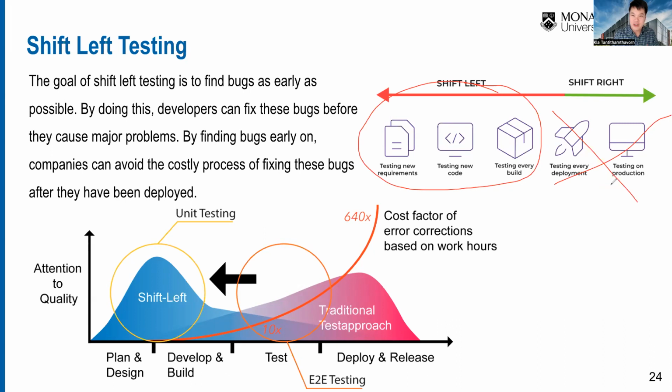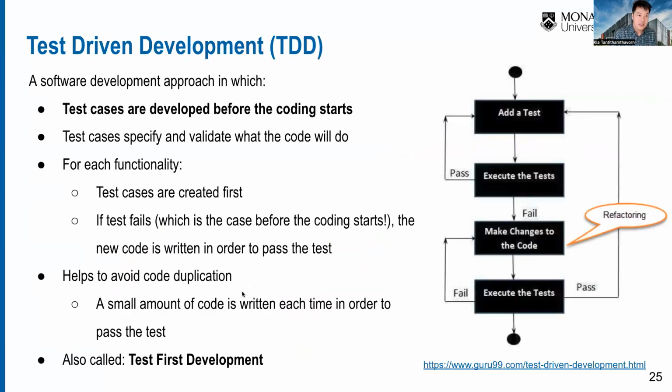So that's why we want to shift the testing to the early phase of the software development. Okay, that's the concept of shift left testing. And based on this figure, right, the red line here shows the cost of fixing software defects. When we discover them later, it costs like 640 times more than in the early phase of the software development.